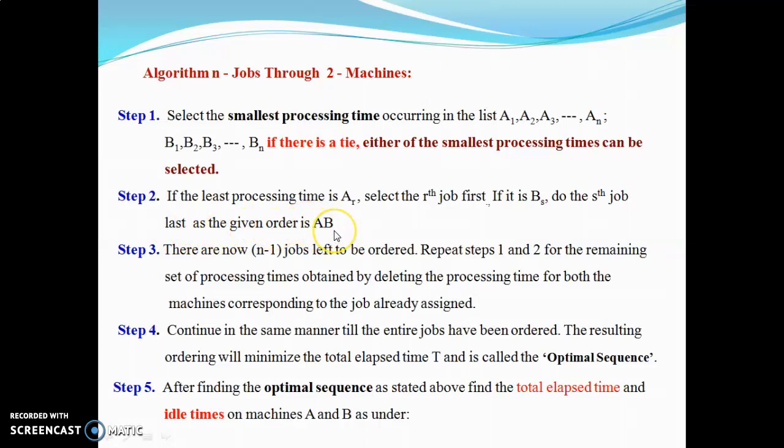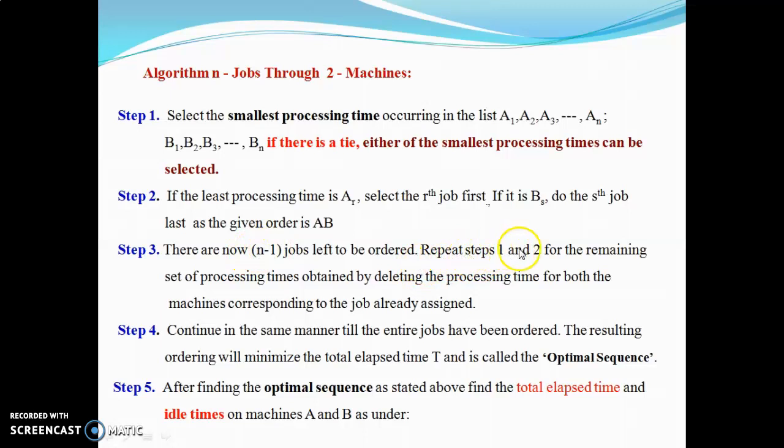It means again that if BS, that is, the processing time of the sth job on machine B, is the smallest, then do the sth job last in the available position of the sequence. Now the third step: there are now n-1 jobs left to be ordered. It means remove the scheduled job, leaving n-1.